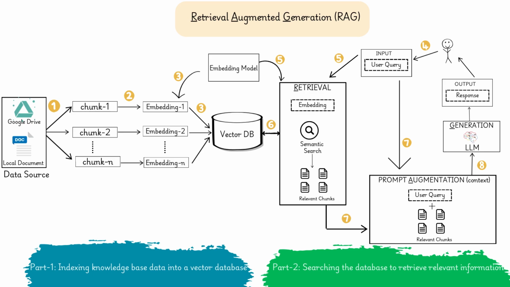Step 8. Augment the prompt with added context. With the relevant data retrieved, the RAG system augments the original prompt with this new information. This enriched prompt now contains additional context that enhances the understanding of the user's request.